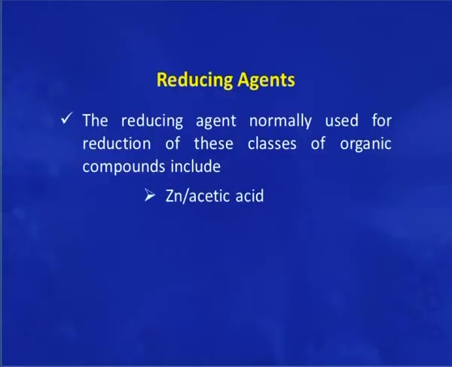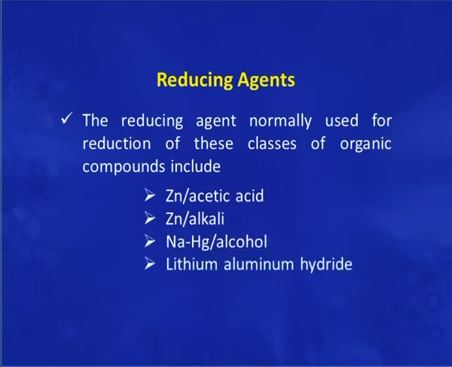The reducing agents normally used for the reduction of these classes of organic compounds include zinc and acetic acid, zinc and alkali, sodium amalgam in alcohol, lithium aluminum hydride and sodium borohydride. We will now take up some examples where reduction actually is taking place on these molecules with the help of certain reducing agent.